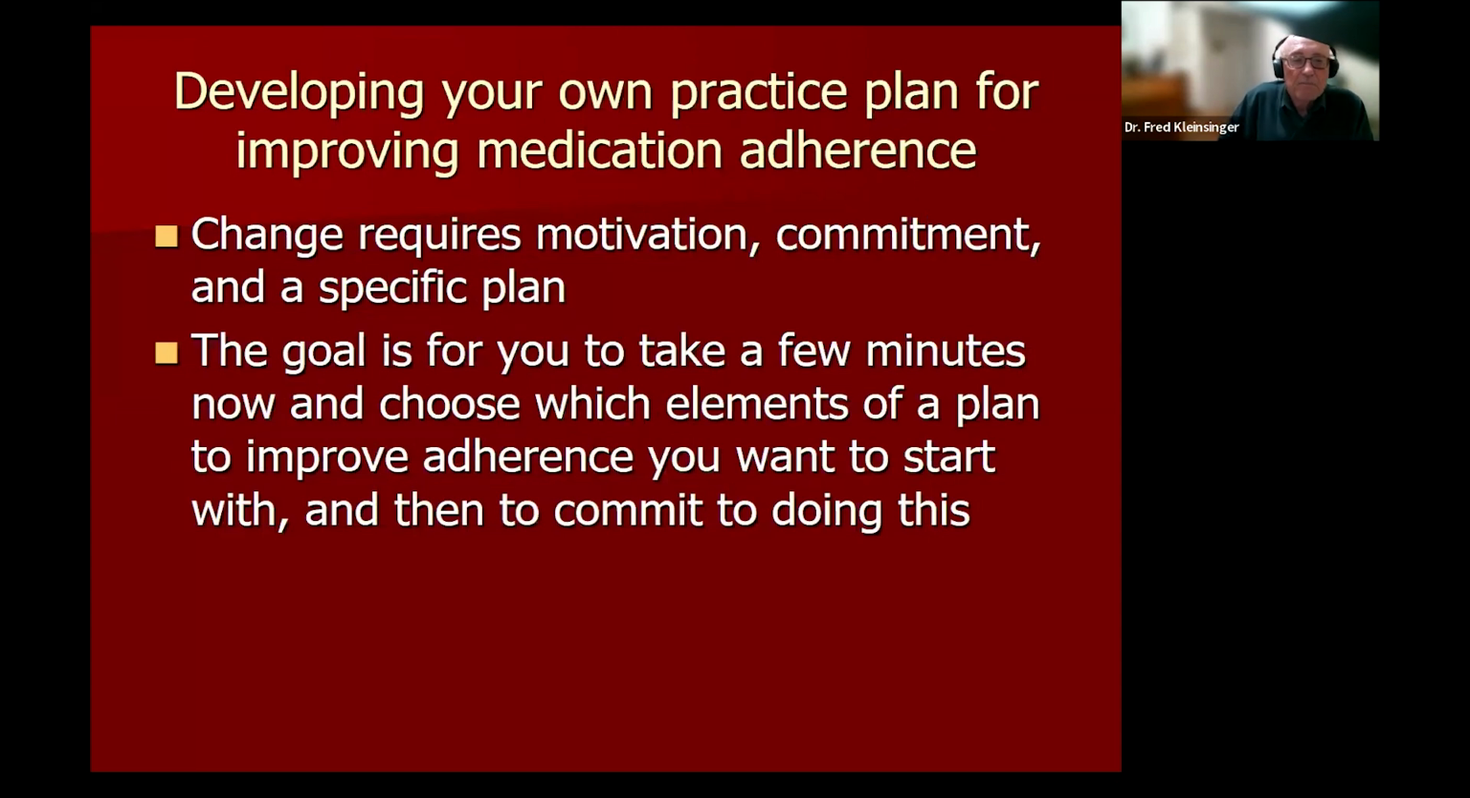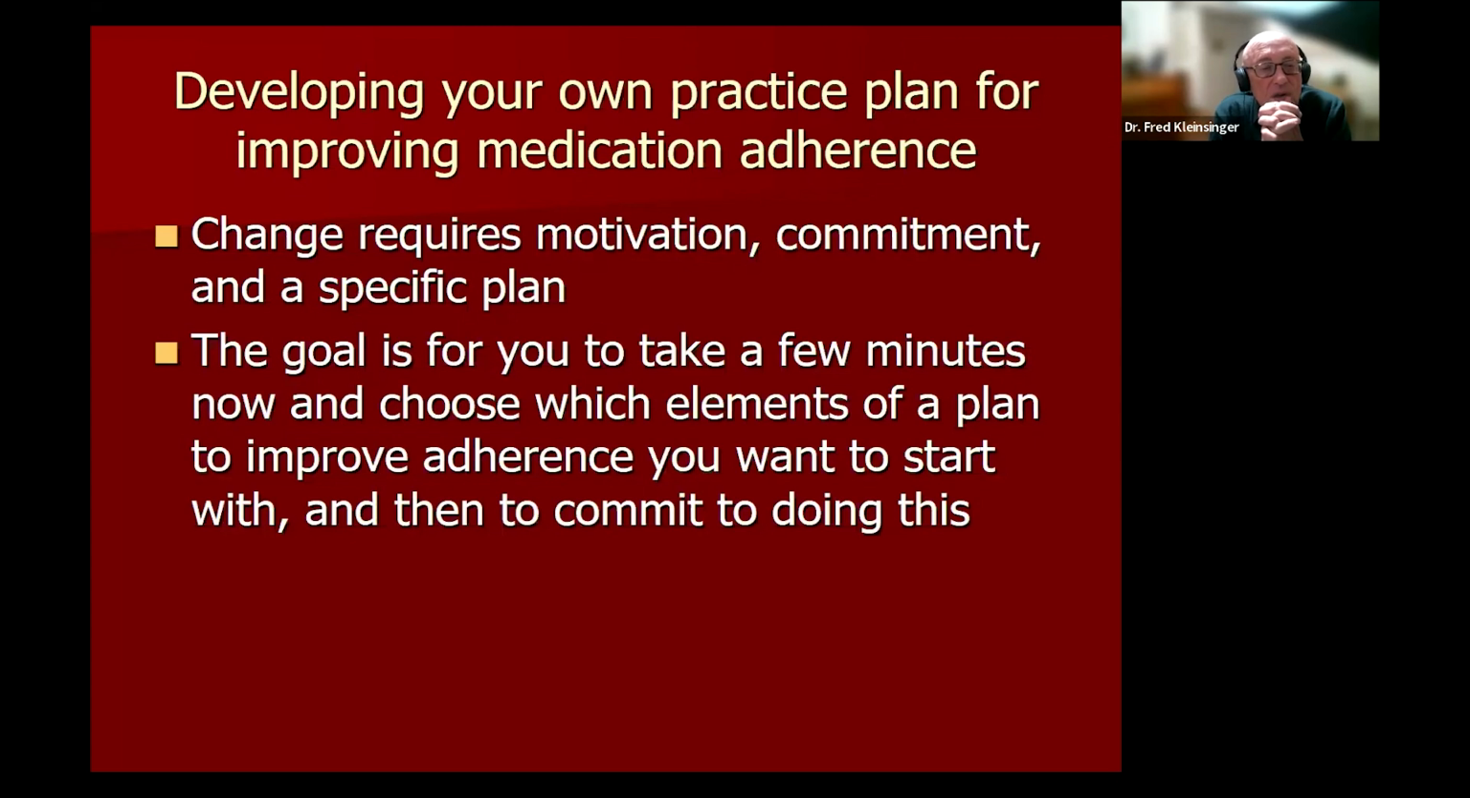And just as I said, for patients, that change requires education, motivation, commitment. For you to change also requires education and motivation, which is what we've been trying to do in these two sessions. Commitment, you're coming to this, I think you're probably interested in this, and a specific plan.